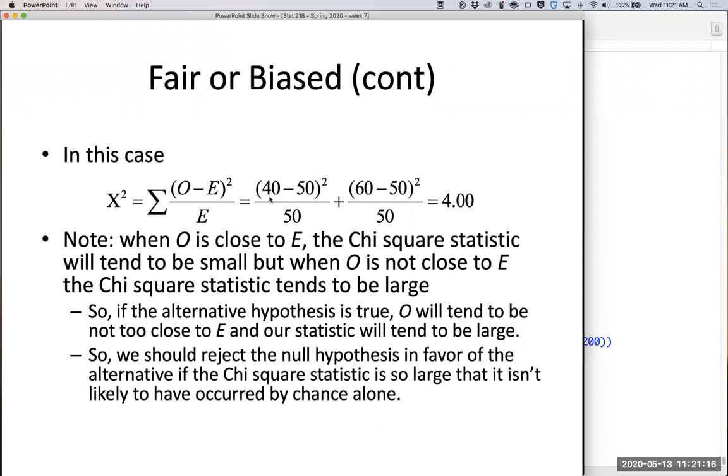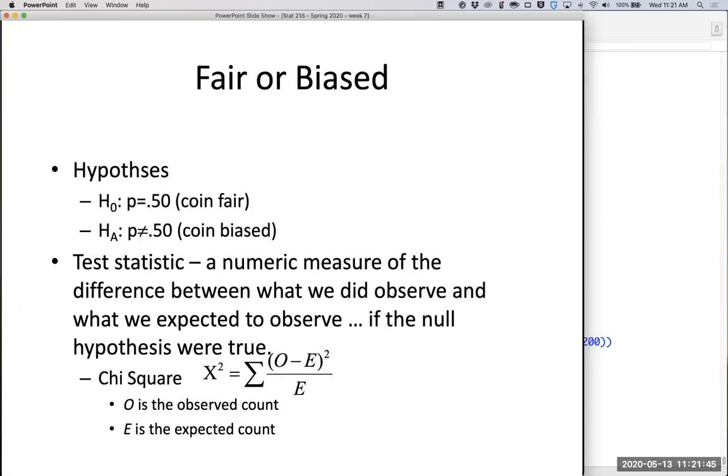And I'd have 0 minus 50 squared over 50. My chi-square value would end up being actually 100. So the smaller chi-square is, the more closely the data match the null hypothesis. The larger chi-square is, the more closely the data match the alternative, or the further the data are away from the null hypothesis. So hypothesis test steps. Null and alternative hypothesis, calculating chi-square.